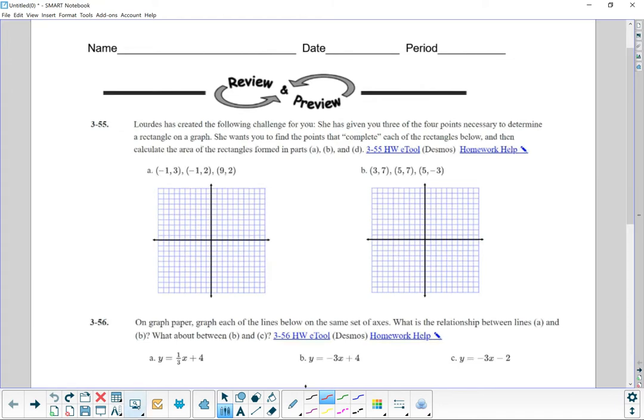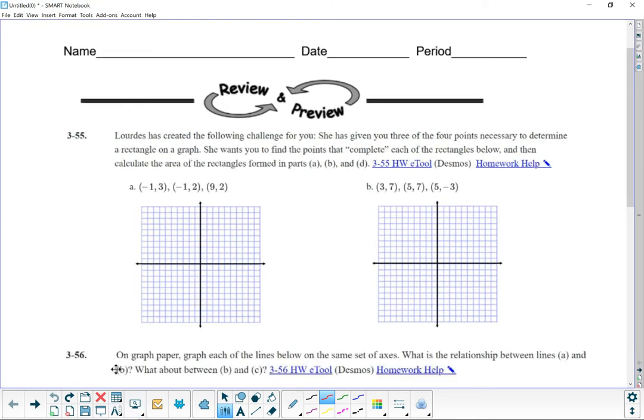So let me see. Wow. Okay. I thought I could zoom in a little bit more, but all right.